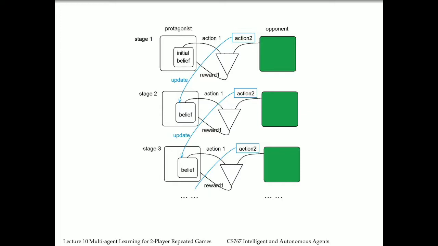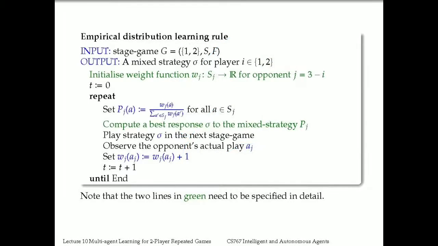But into the second stage, the opponent's action in the first stage will be used to update the belief of the protagonist agent. Once the belief is updated, then according to the new updated belief, the protagonist will choose another action, and this combined with the action of the opponent will derive a reward, and the same procedure is repeated in the next stage and all the way on. So how is the belief actually updated? We're just using a very simple counting method to calculate the empirical distribution of actions of the opponent.